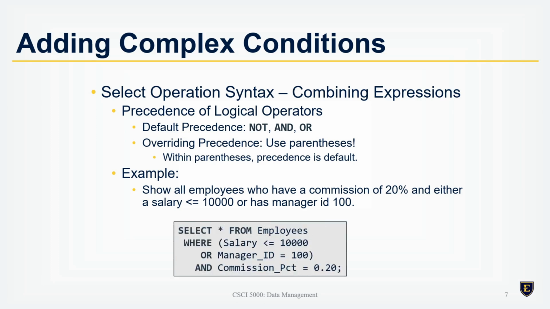So how would you do that? Select from employees where salary less than or equal to 10,000 or manager ID equals 100. That's in parentheses because that's a condition by itself. The other condition is commission percent equal to 20%. So the stuff in parentheses is anded with the commission percent equal to 20% because that is also a separate condition.